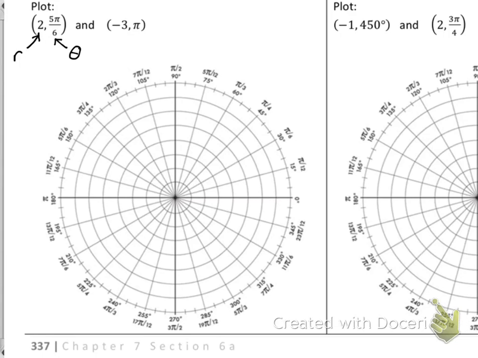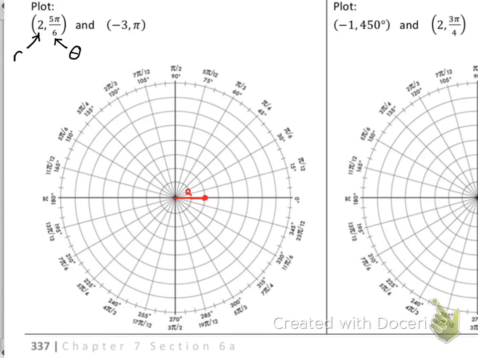So what we're going to do is, on what was traditionally our x-axis but now is our polar axis, we're going to draw a line out 2. So 1, 2. See how it went through 2 tick marks? 1, and then our second tick mark. So that is now out a distance of 2.